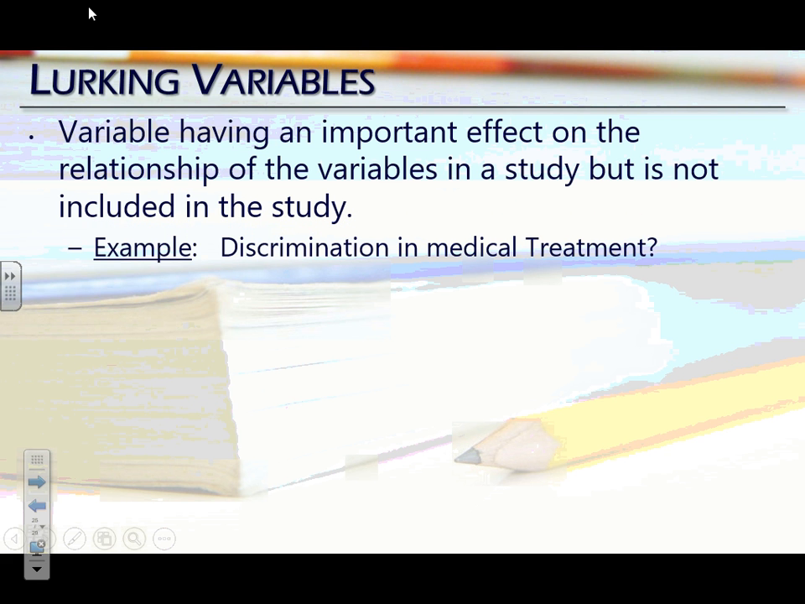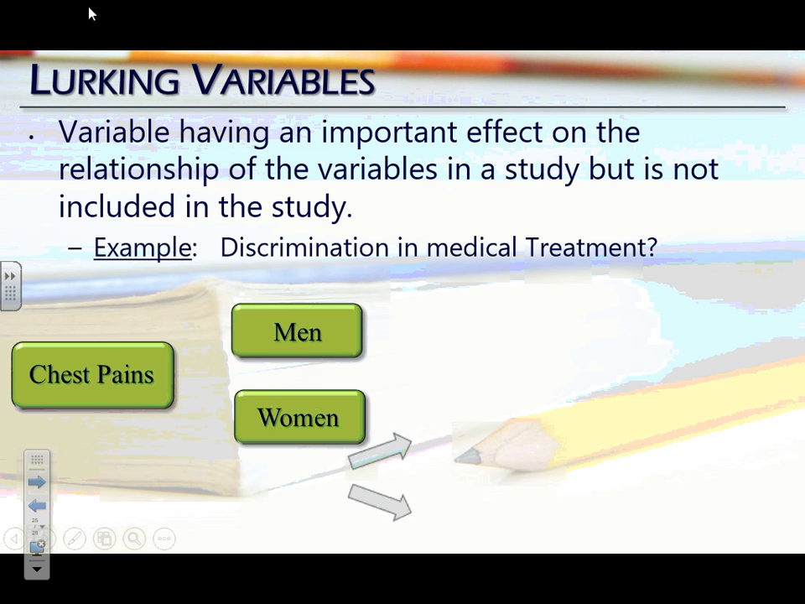A study was done a while ago dealing with discrimination in medical treatments. So these people went into the hospitals, they were looking at how men and women were treated based on certain conditions and complaints, so symptoms. So the thing they looked at specifically was chest pain. So what they did was they identified, okay, men come in with chest pain, here's what happened. Women come in with chest pain, here's what happened with them.